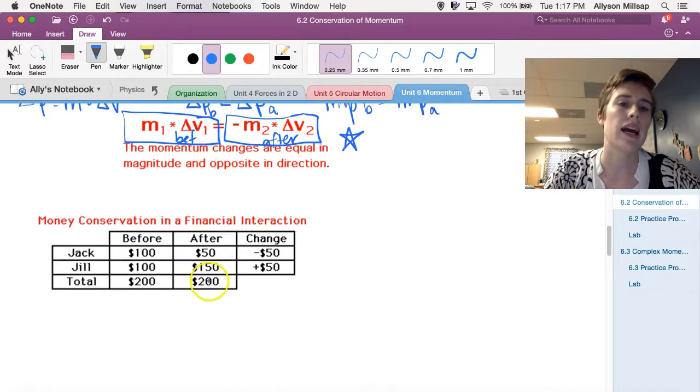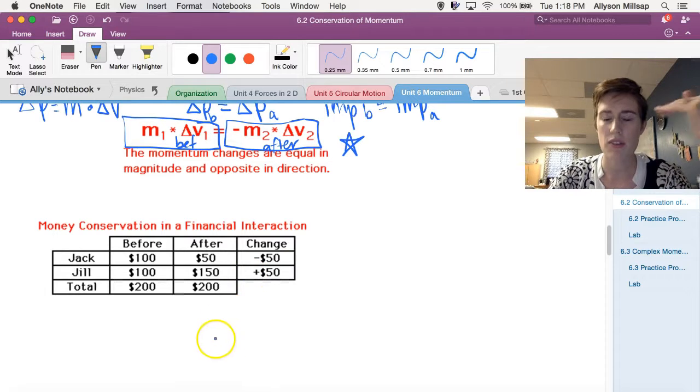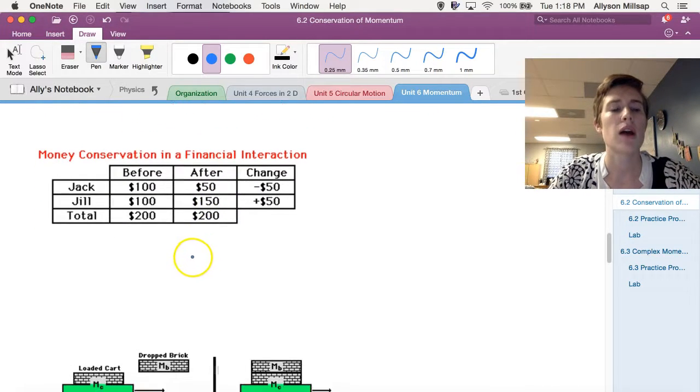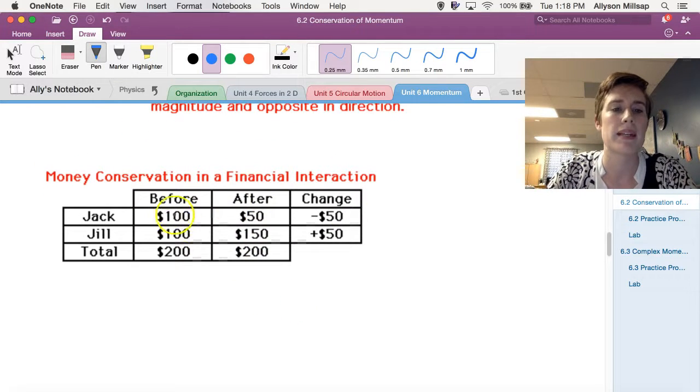So let's apply that. We're going to do some more mathematical stuff next video. In this video, we're mainly going to focus on concepts, okay? So I'm going to just give you an idea of what I mean about conserving momentum in a money situation. So here's Jack. He has $100, okay? Jill has also $100. So together, they have $200, okay?